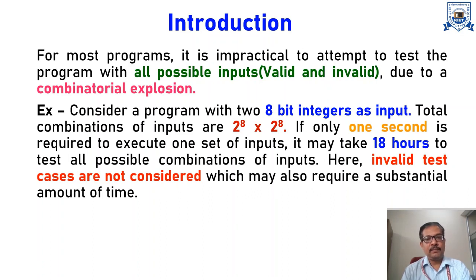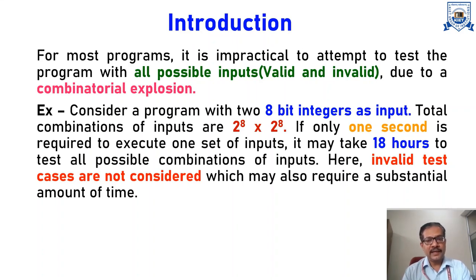Suppose there is a program with two 8-bit integers as input. The total number of inputs will be 2 to the power 8 multiplied by 2 to the power 8. If only 1 second is required to execute one set of inputs, it may take 18 hours to test all possible combinations of inputs. Here, invalid test cases are not considered, which may also require a substantial amount of time.